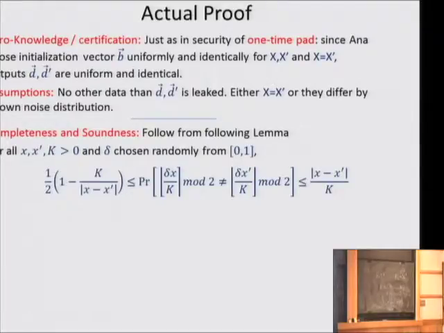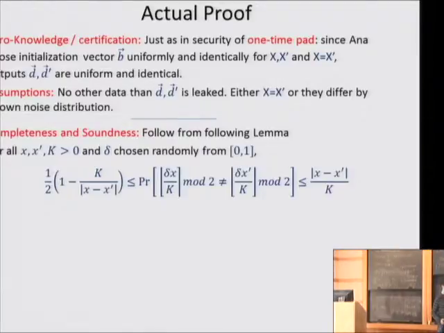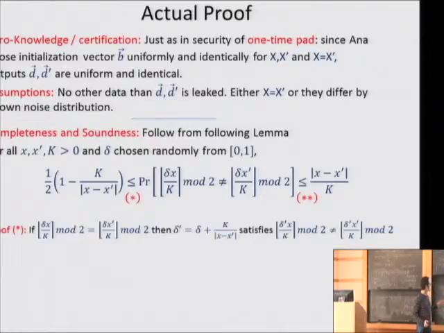So in particular, I want to say that if x minus x prime is much smaller than k, then they will differ with very low probability. If x minus x prime is much larger than k, then they will differ with probability actually pretty close to half, which is what you expect when you work modulo 2. And this is a very simple lemma, but it's the only lemma I have here, so you might want to make sure that at least this is understood. So let's prove it.